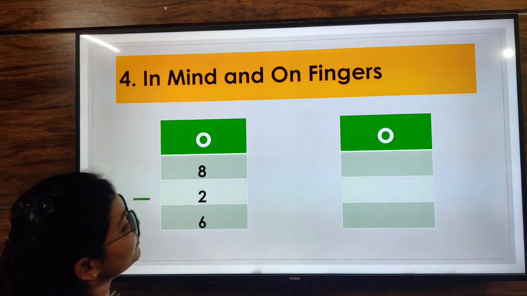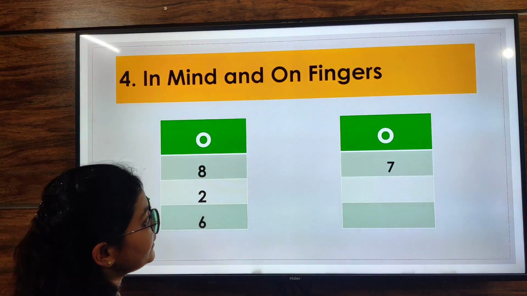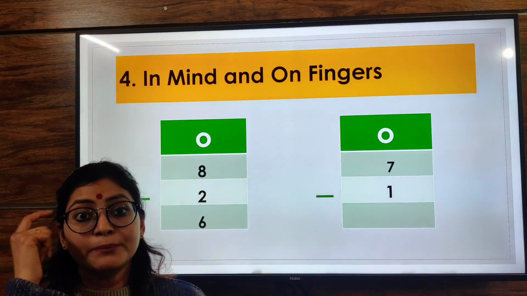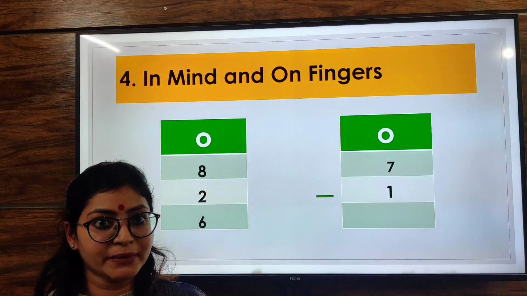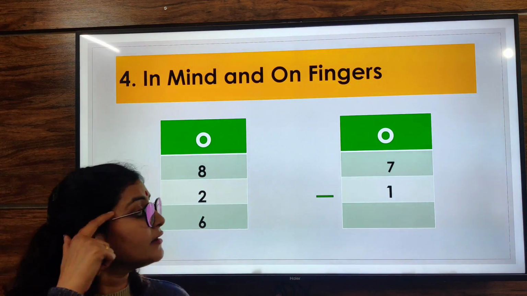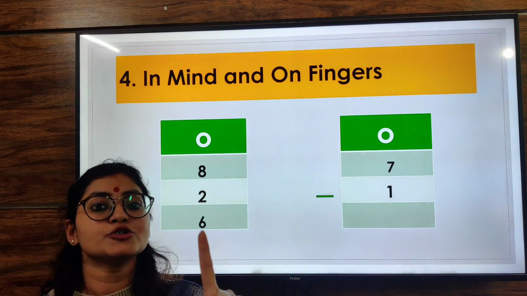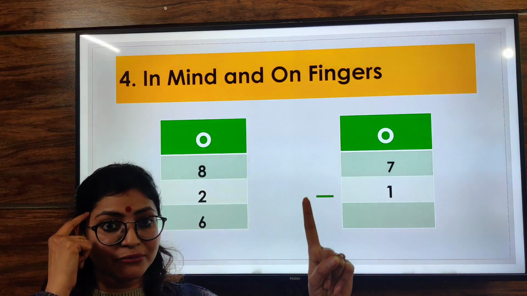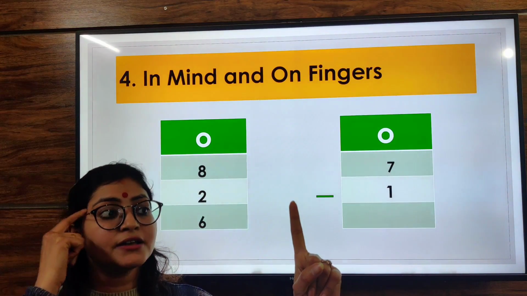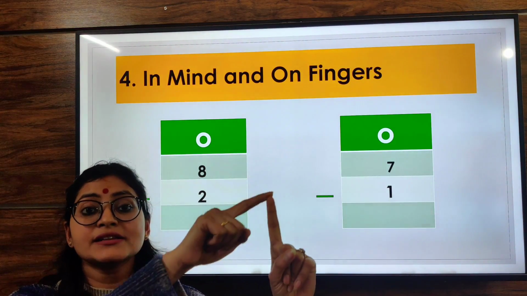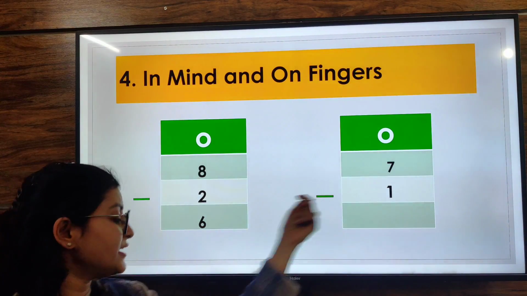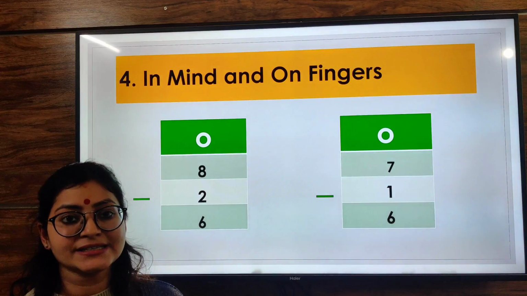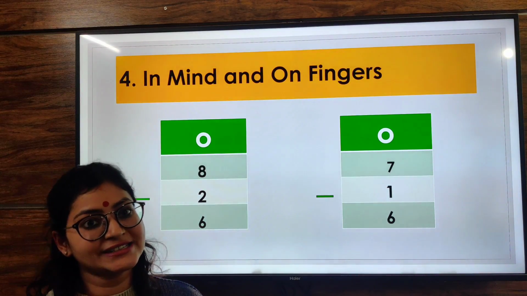Let's take one more example. We have 7 and 1 here. 7 in mind. We will always keep the bigger number in mind, as I told you. And we have 1 here. So 1 finger. Now I will count backward from this number. This number is 7. So what comes before 7? 6. So 7 minus 1 is 6. So I am sure with this the concept of subtraction is clear to you.